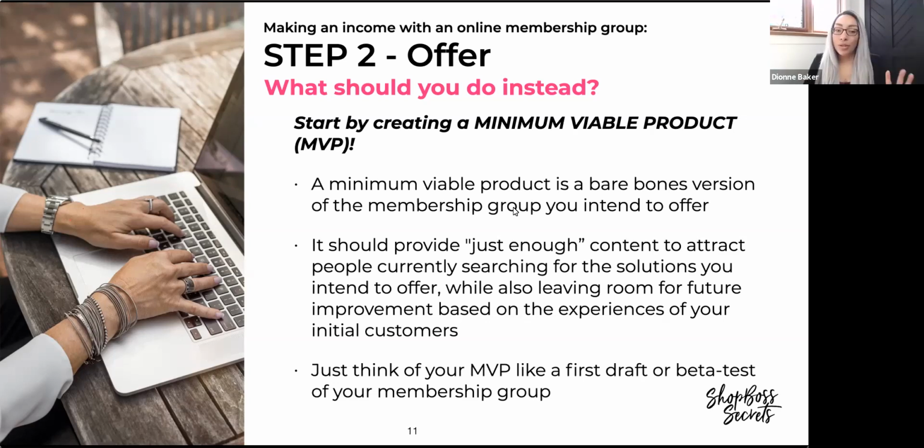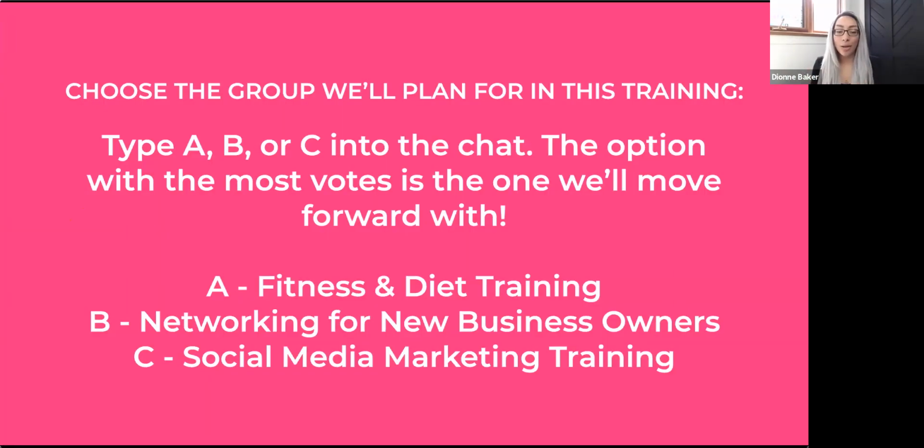So, interactive again, I'm going to ask you to type A, B, or C inside of the chat, and we'll go through what an offer could be, what an audience could be for one of these groups. So you will pick. A is a fitness and diet training group, B is networking for new business owners, and C is social media marketing training.